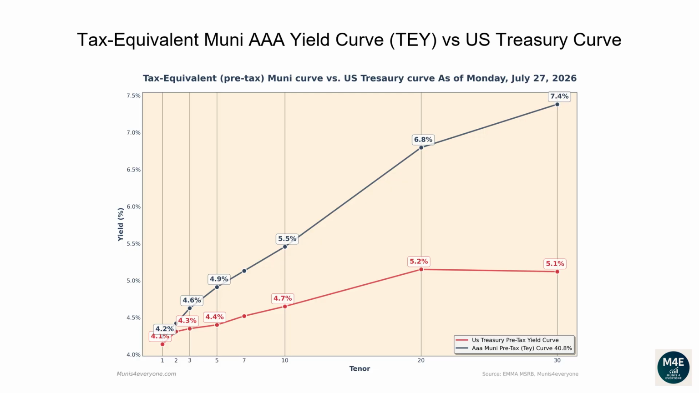Observing the current graph, we can see that currently all the Muni tax-equivalent yields, based off a 40.8% tax rate, are above Treasury yields. When this scenario happens, it may be less convenient for investors to buy US Treasury bonds. For example, if you wanted to buy a 30-year bond, a AAA Muni bond would yield 7.4% compared to a lower yield of 5.1% from a Treasury bond.